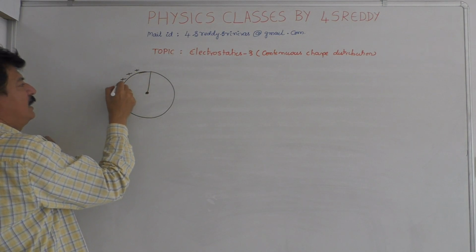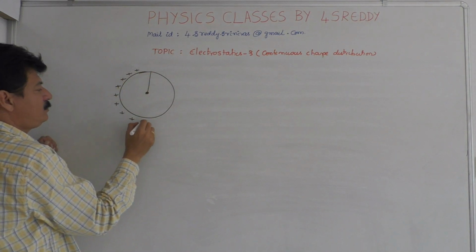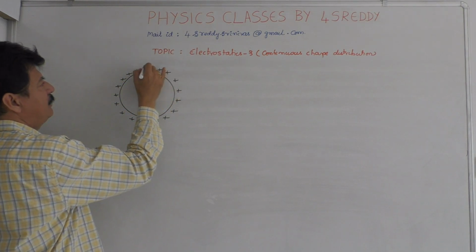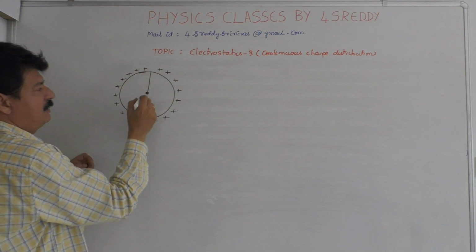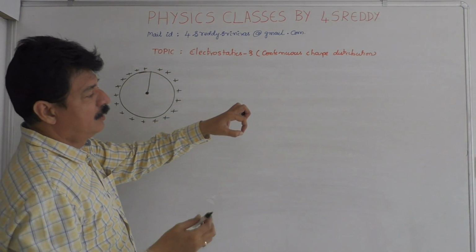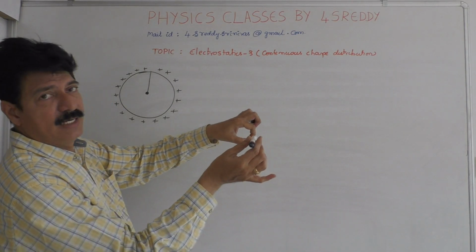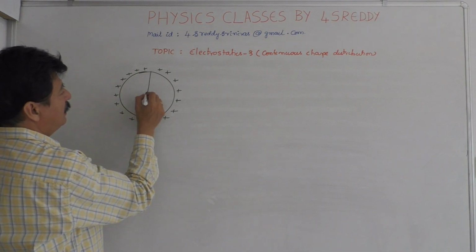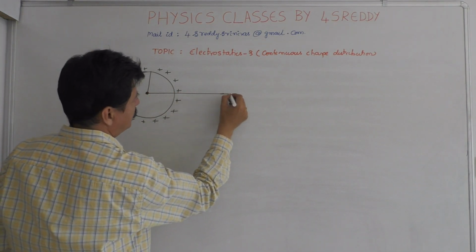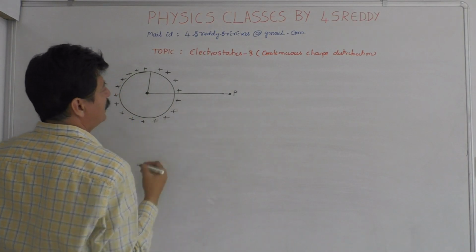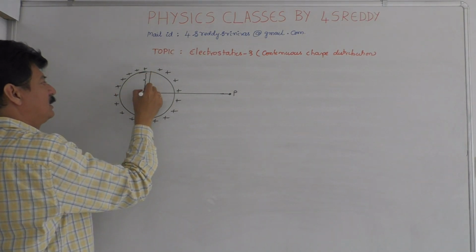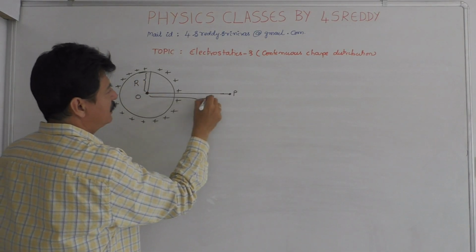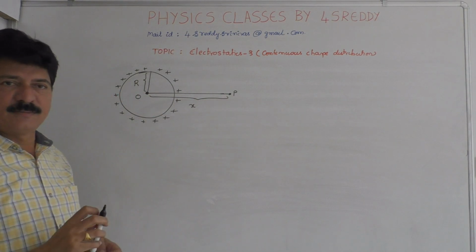Let us say all the charge resides only on its surface, along its circumference. Now you are asked to find out, if this is the ring, the line that is passing through the center of the ring and perpendicular to its plane is nothing but the axis. So let us consider this point P. At that point you have to consider the electric field intensity. This is the radius R, and you are considering this at a distance x.